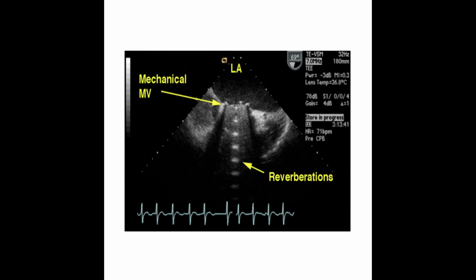Here's another example of reverberations. We have a mechanical valve. Sound is bouncing in between the parts of the mechanical valve. So we've got our first real reflectors, and then we have reverberations equally spaced deeper into the image and attenuating as they go.